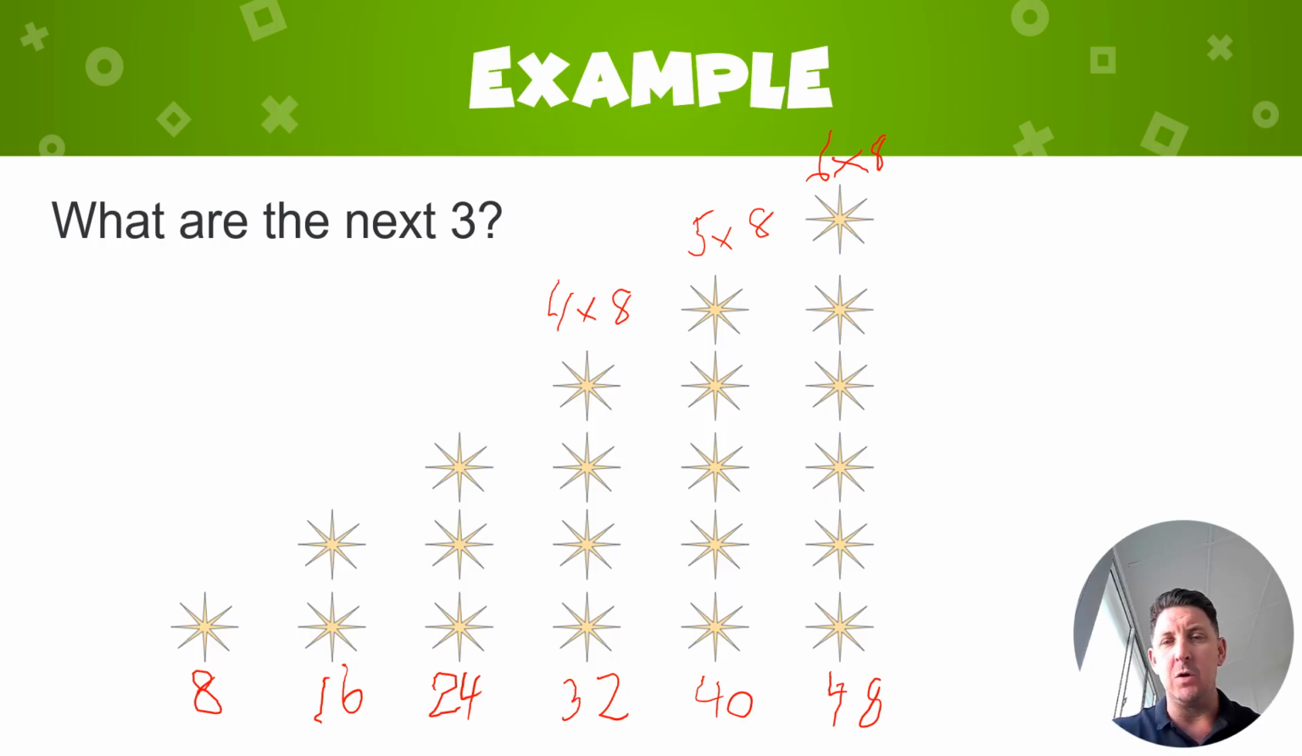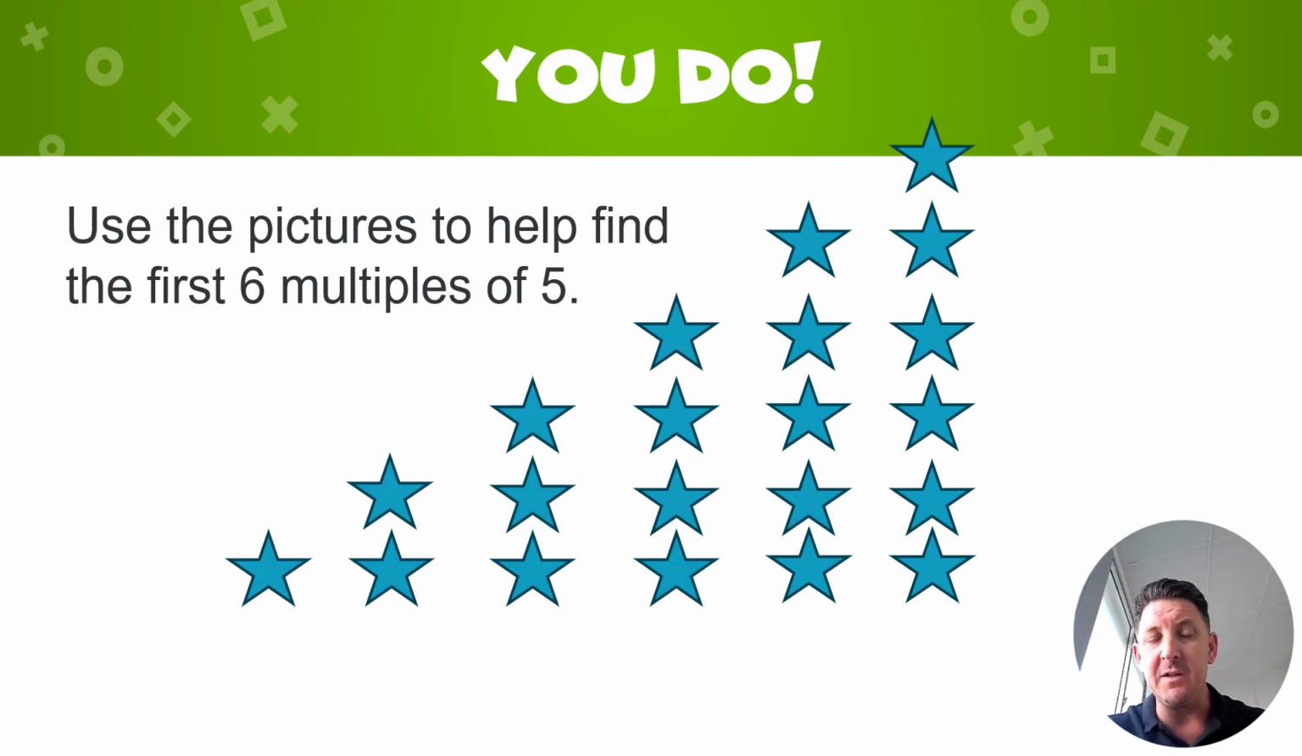Knowing that multiples are going up is going to help us, because you're going to have your own go now. Having a look at this one, I have stars as well. They have 5 points on them. You're going to stop the video in a minute and find the first 6 multiples of 5. You can count each of the stars if you need. You can use my multiplication method, which is 1 star with 5 points on it. If you want an extra bonus challenge, I would love to see your working of the first 10 multiples of 5. Stop the video now, have a go.